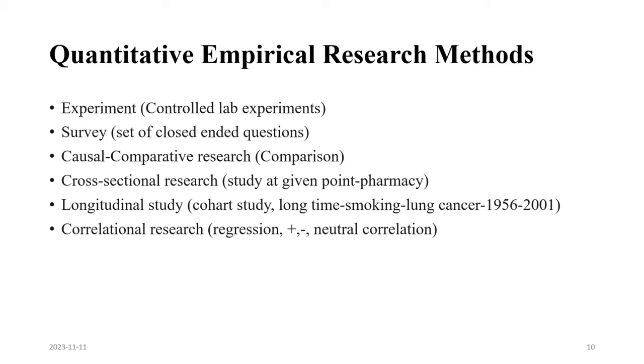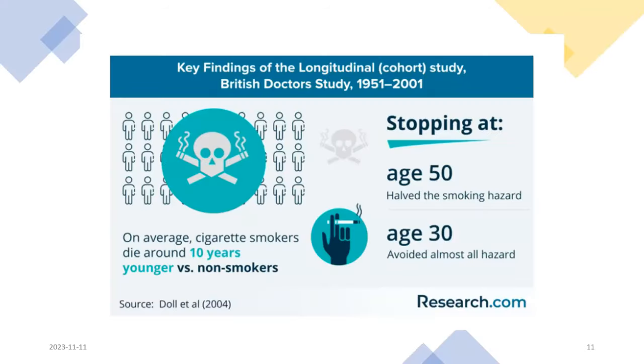Maybe in pharmacy. Longitudinal studies are more about cohort studies over a longer time, 10, 5 or 15 years. For example, if you want to see the long-term effect of smoking from 1956 to 2001, that is almost 50 years. Then correlation and regression can also be done, showing positive, negative or neutral correlation between different variables. So, for example, this is one of the studies: what is the effect of smoking on people.